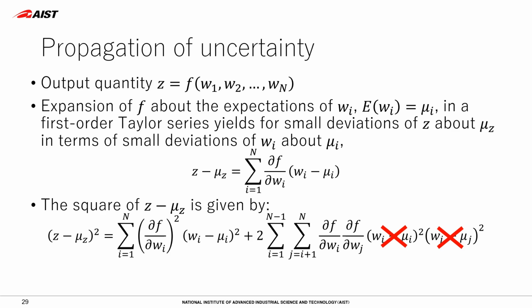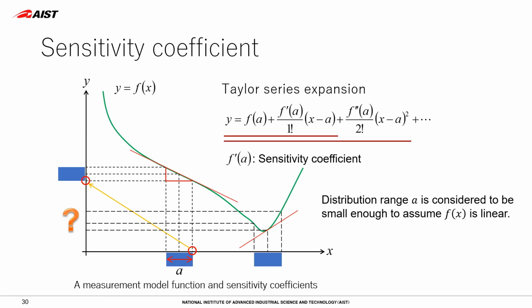Then taking the square of each side of the equation, we will get the equation at the bottom. Here, the second term can be small enough to be ignored, and in ordinary practice, only the first term is considered. This is a common expression of the propagation of uncertainty or combined uncertainty. The partial derivatives associated with each input term are called sensitivity coefficients.